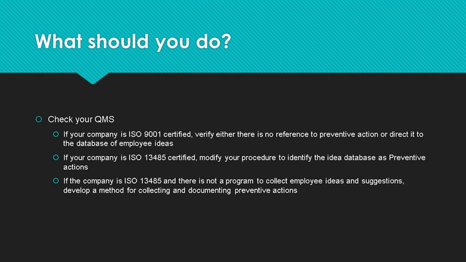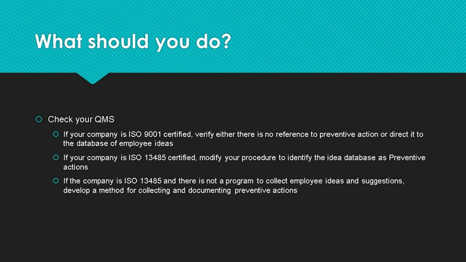Well, ISO 13485 companies can change their procedure to identify the preventive actions as the employee database if that's how they're collecting ideas to prevent nonconformances. If ISO 13485 companies do not have a system for employee ideas to be collected and reviewed, they must have a system to collect preventive actions and document it. It cannot be identified as not applicable. You can't just skip this section of the standard because you don't have anything there.